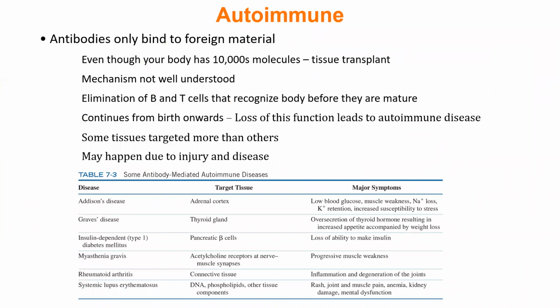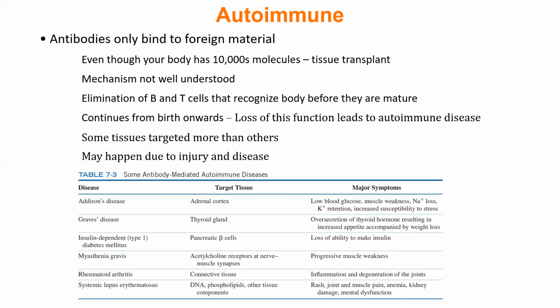And like I mentioned earlier, when we first talked about antibodies, usually you want your antibodies to only bind foreign material, but they sometimes bind your own material, and that's autoimmune diseases. The whole way antibodies work, you have tens of thousands of different molecules in your body, yet our antibodies normally don't attack ourselves. And the mechanism for that isn't that well fleshed out.